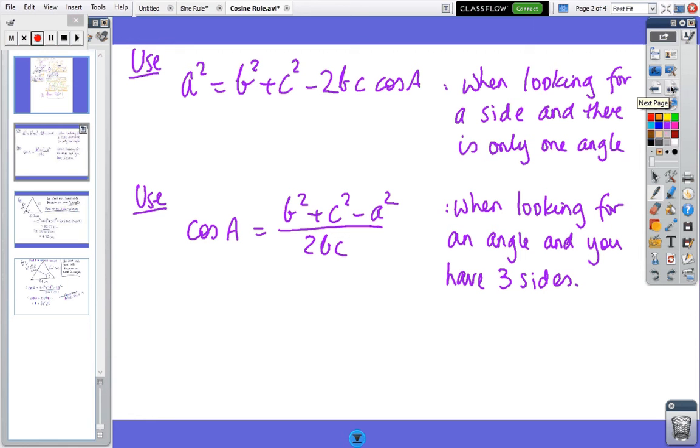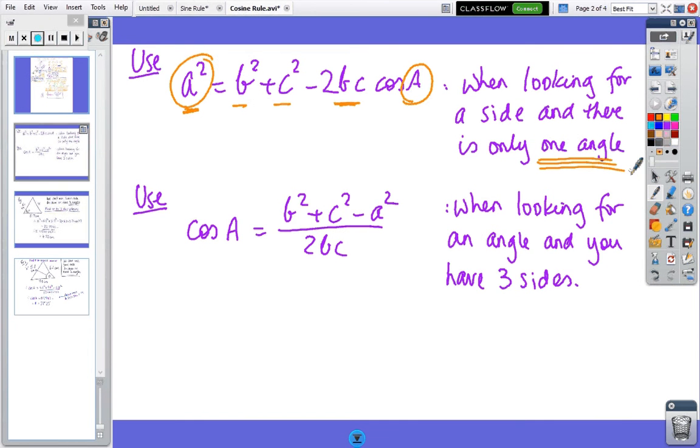So it's a pattern. If A is the subject, you've got B, C, and you've got BC again, and then A matches A. So if you've got A squared out the front, you've got cos A at the back. And you use this when you're looking for a side and you've only got one angle. So there's no two angles anymore, which was the sine rule.